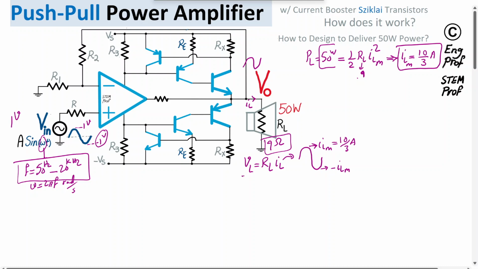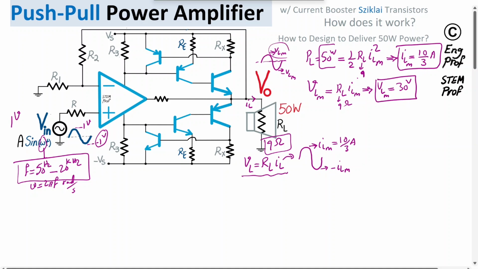Now we also have Ohm's law, so for the load, the sinusoidal signal has a VL max and negative VL max. VL max, or peak, is obviously RL times IL max. So with the load of 9 ohm, VL max is simply 9 times 10 over 3, which means 30 volt. So we found the peak of the output is 30 volt.